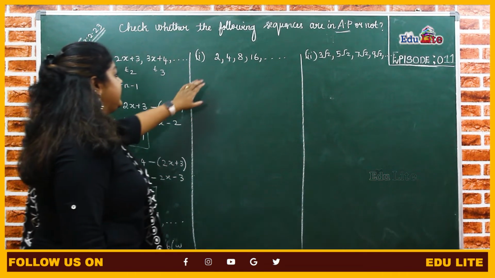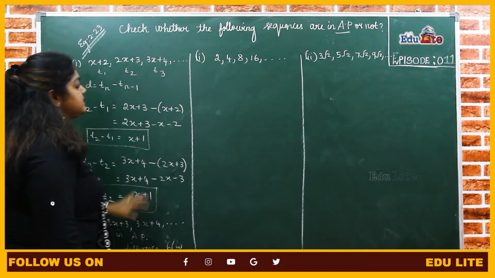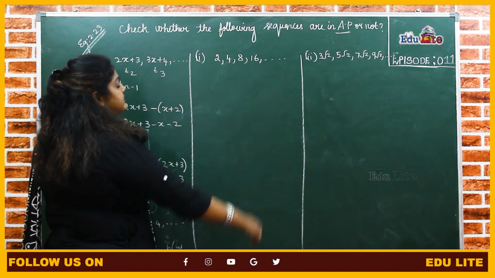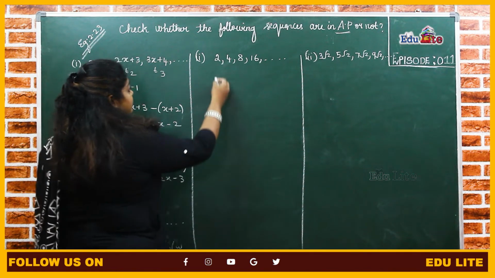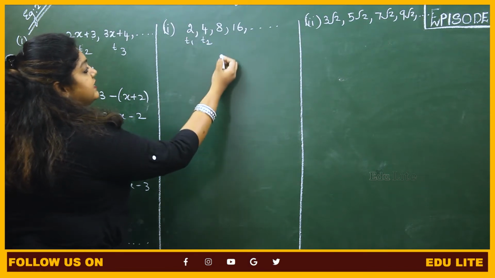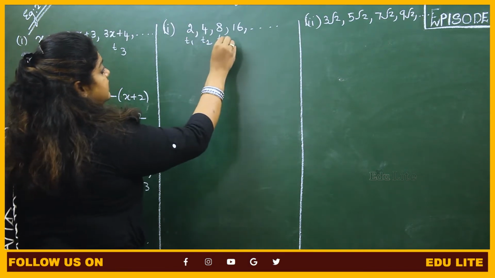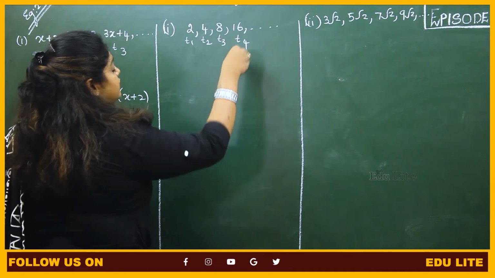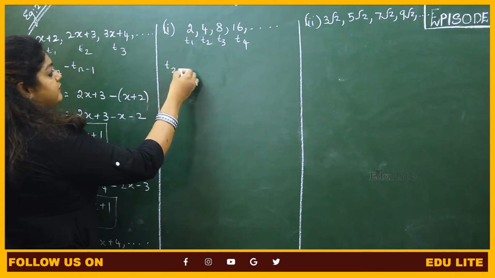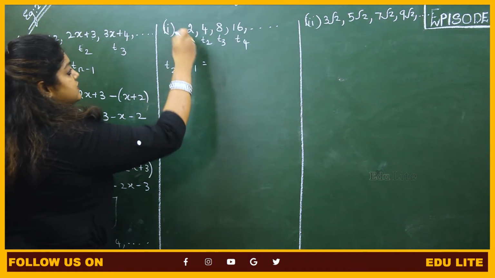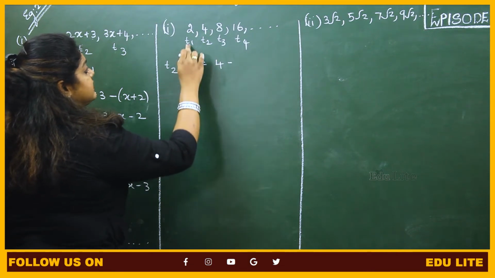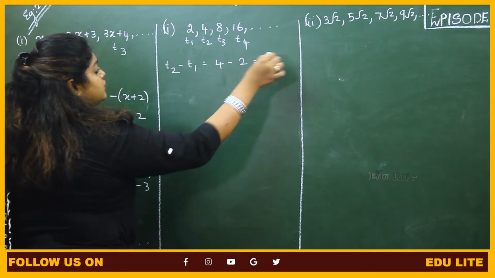Okay, we will move on to the second subdivision. We follow the same steps we did in the first subdivision and we will find whether this given sequence is an AP or not. The first term is represented as T1, second term as T2, third term as T3 and fourth term as T4. Let us check one by one. First we have T2 minus T1, that is the first term subtracted from the second term. T2 is 4 minus T1 value is 2, 4 minus 2 is 2.